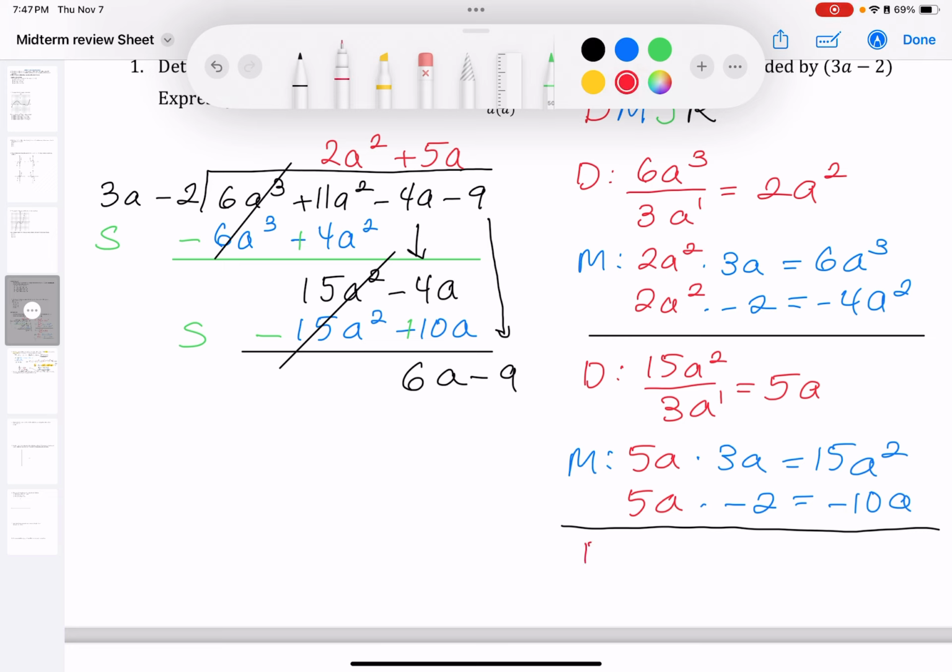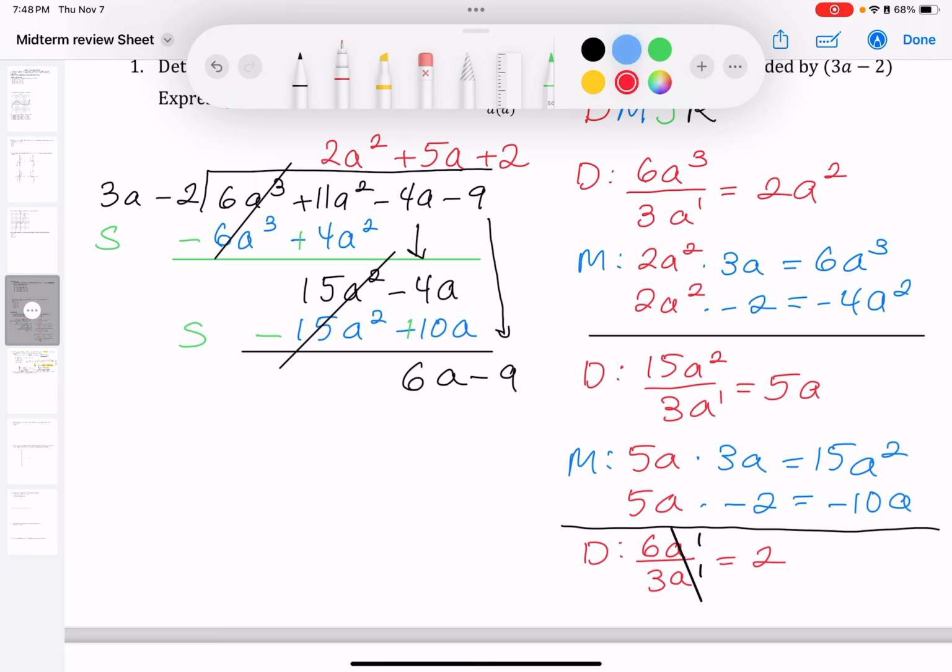So now we're going to divide the leading terms once again. The new leading term is 6a, divided by the same leading term of the outside, which is 3a. 6 divided by 3 is 2. The a's are going to simplify each other out, because a to the first divided by a to the first, same base, subtract the exponents: 1 minus 1 is 0. So there's no a's visible. So it's just 2. And we're going to put that plus 2 on top.